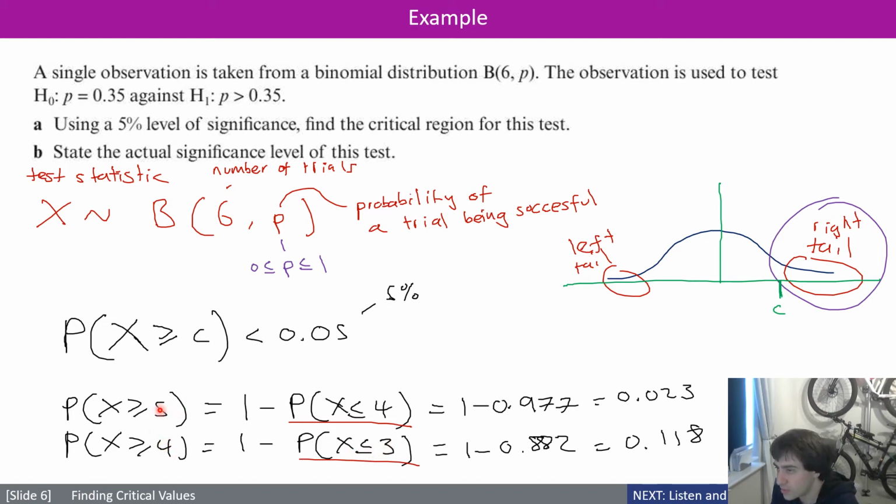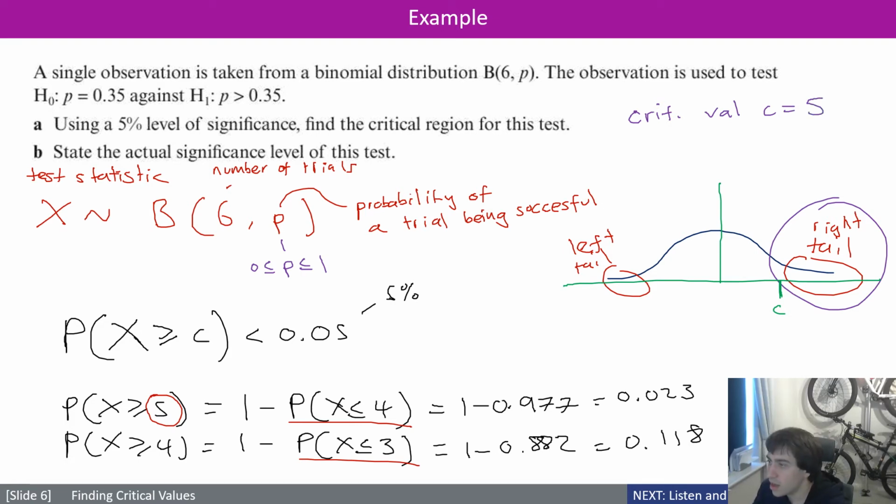Then we look at 5 and we follow our process and we got 0.023, that's about 2.3%. It is in fact below. So that's our critical value. It's the first value at which getting that result or worse or higher, in this case, to the right, has a probability lower than the significance level. So our critical value, C, is equal to 5.